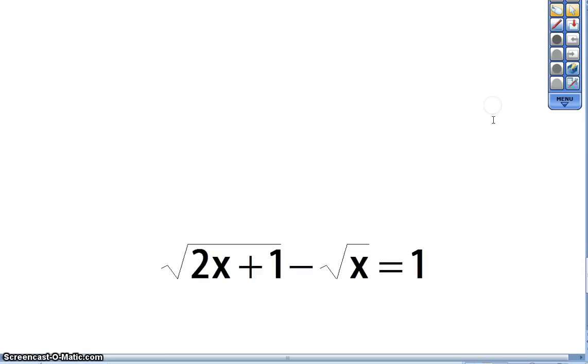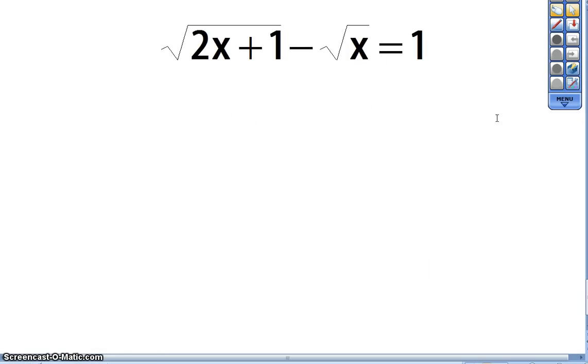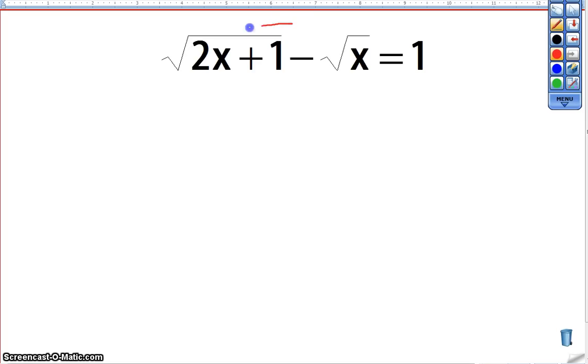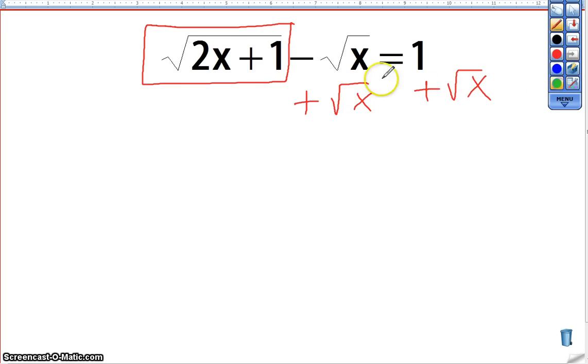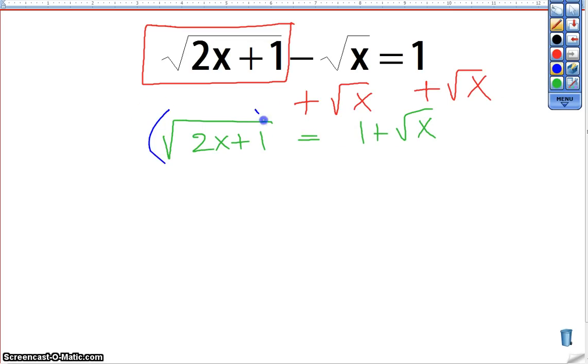Okay, and the last one here is, now, you might be saying, how the heck, if I have two radical signs, do I put boxes around both of them and solve? Watch how this one works. I'm going to put my box around this guy right here, which means I'm going to add the square root of x to both sides. So I've got the square root of 2x plus 1 equals 1 plus the square root of x. I'm going to square both sides so that I get rid of at least my one house over here, 2x plus 1.